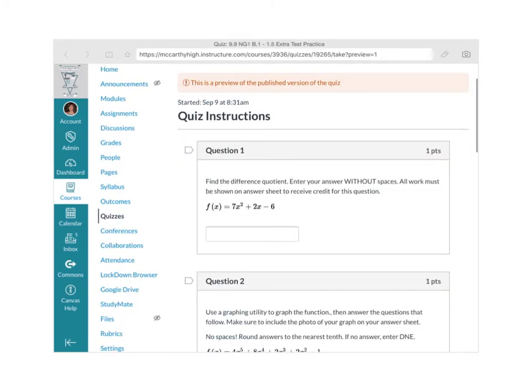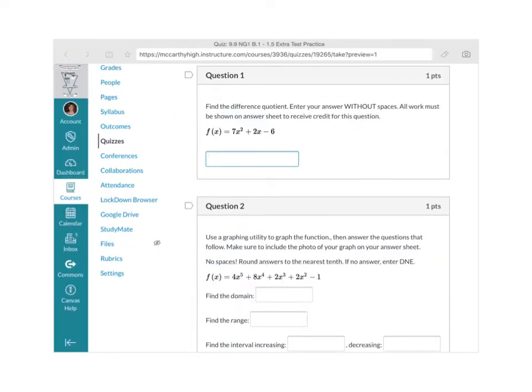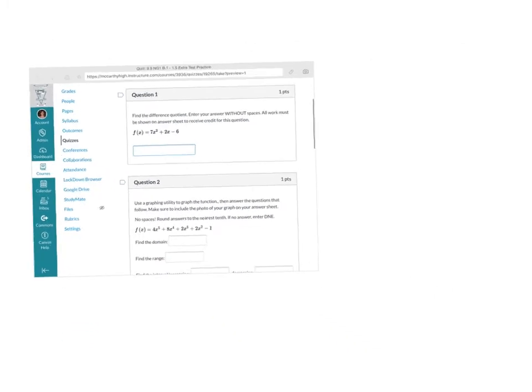The first one's the difference quotient. So I'm going to work these out with you, okay? The difference quotient is going to be fill in the blank just like that. So you're going to come back to this space and then you're going to type in your answer. So let's do that one first. If it's 7x squared plus 2x minus 6, remember I have to do f of x plus h minus f of x over h.